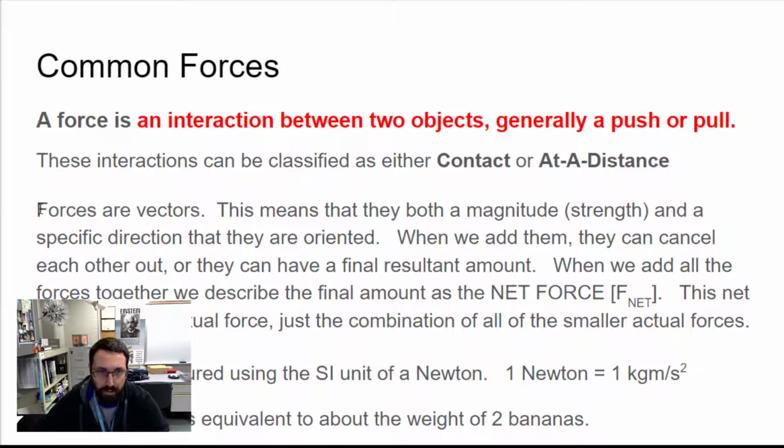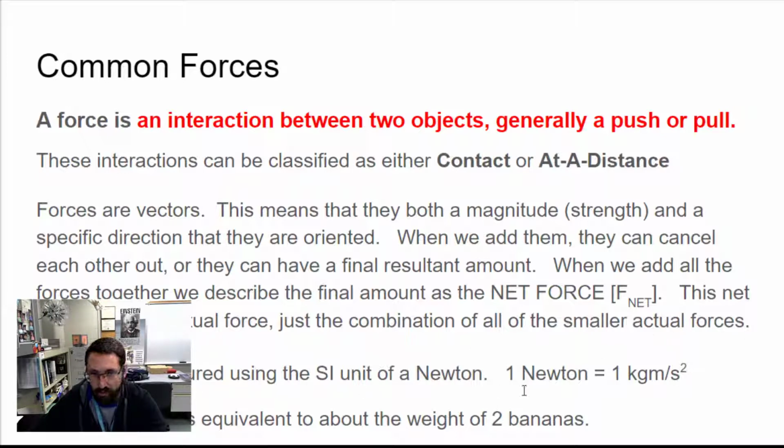Okay? A force is a vector. It's a type of vector. It means it has both a magnitude and a direction, so a strength and a specific direction. When we add forces, they can cancel each other out, or they can have a final resultant amount. If you think about two people playing tug of war, if one person's pulling with 500 newtons that way, and the other is pulling with 600 newtons that way, the overall result would be 100 newtons in this direction. Okay, so they can cancel out, and that's the idea behind a net force. There's not an actual force, it's just a combination when you add the forces together.